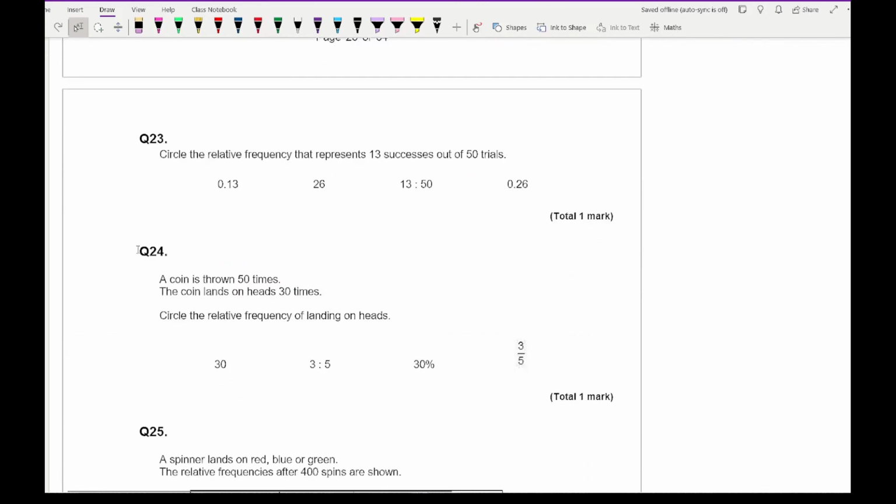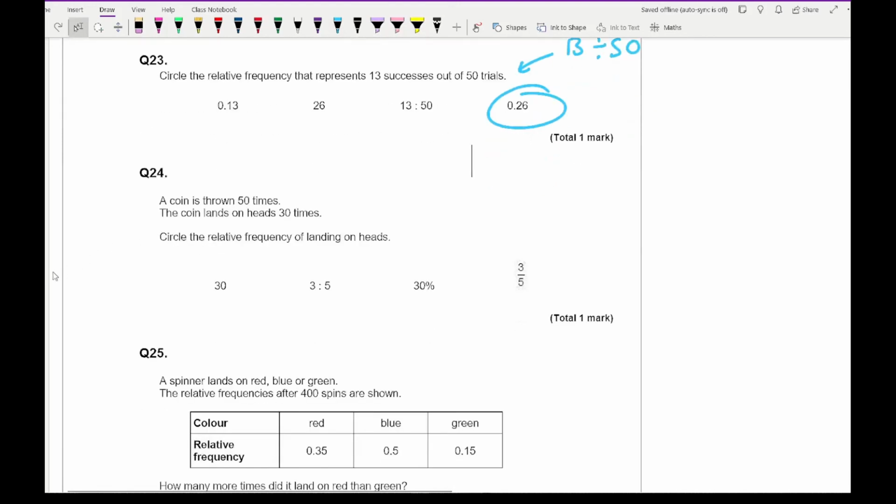Moving on to question 23, it says circle the relative frequency that represents 13 successes out of 50 trials. So for this, all I need to do is do 13 divided by 50. Just type it in your calculator and you should have the answer of 0.26 circled. Moving on to question 24, it says a coin is thrown 50 times, it lands on the head 30 times, so that's going to be 30 divided by 50, which simplifies to be 3 over 5, which again is our last option.